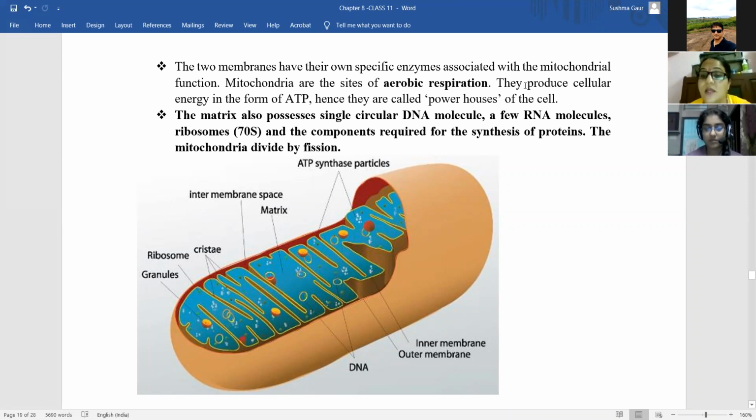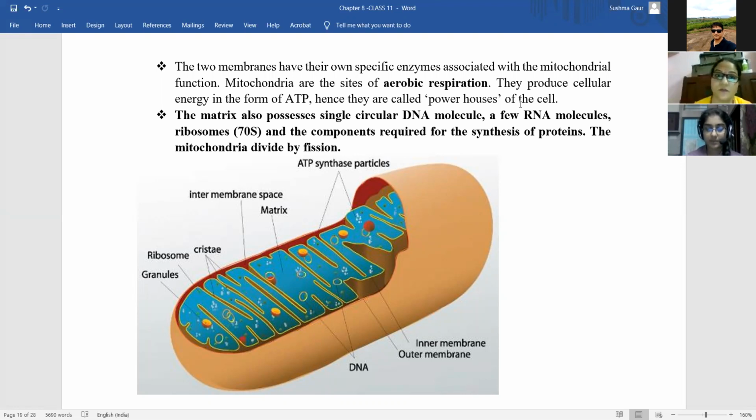They produce cellular energy in the form of ATP. Hence they are also known as the powerhouse of the cell. So if someone asks you which organelle is known as the powerhouse of the cell, then you have to answer mitochondria. And why? Because they produce cellular energy in the form of ATP. If you simply write that it is responsible for production of ATP, which is used as an energy source by our cells or our body, then you will get full marks.